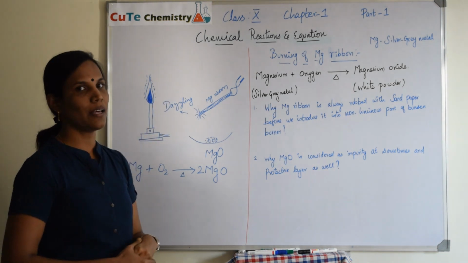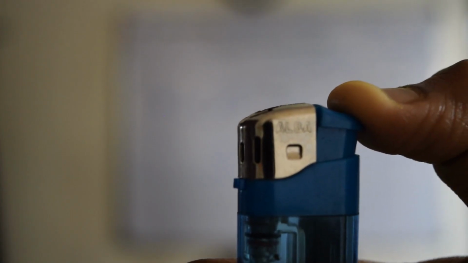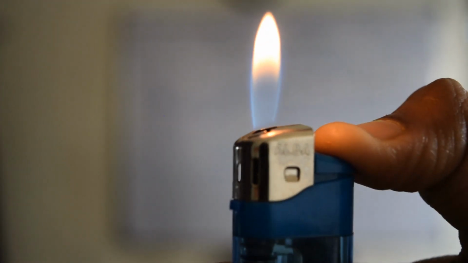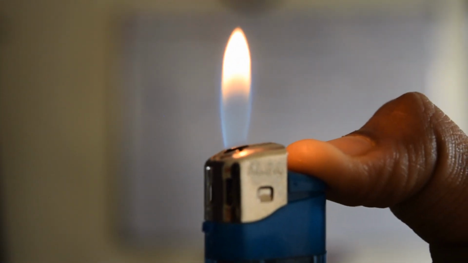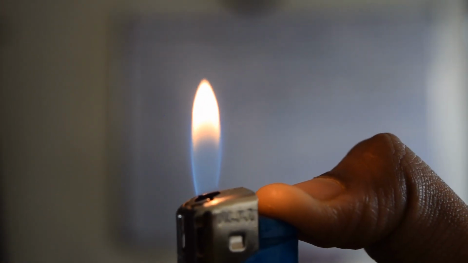So what is a Bunsen burner? It is nothing but a burner with a single nozzle. Let me explain this Bunsen burner. This lighter also works on the same principle. Here we have only a single nozzle. Here you can see we have two different color flames, one is blue and another one is yellow.